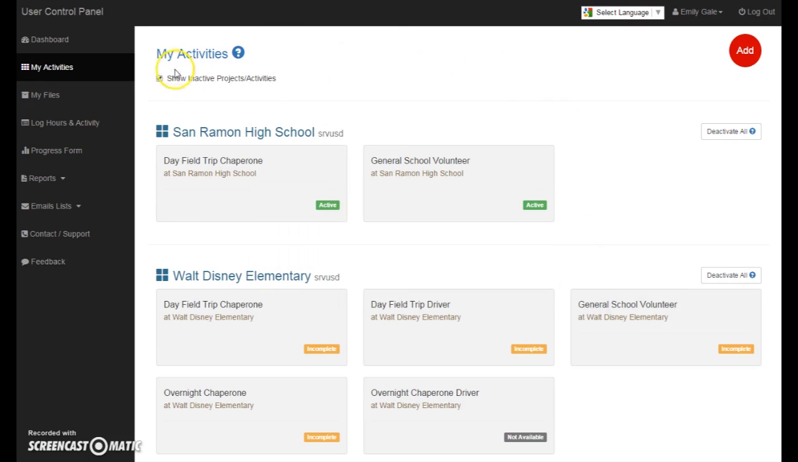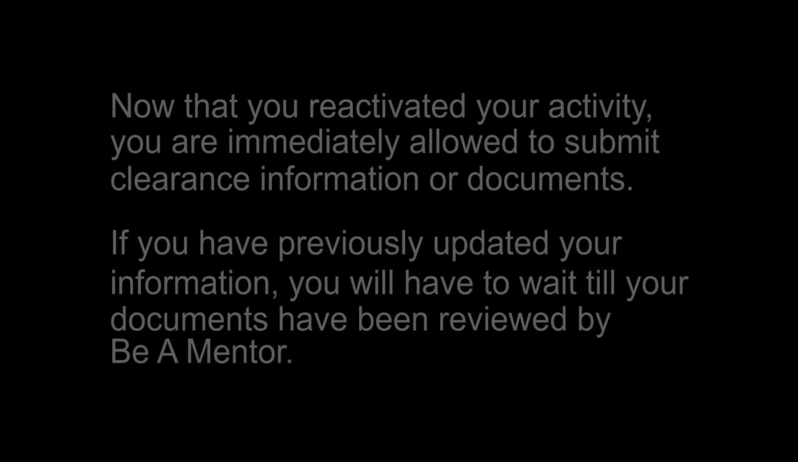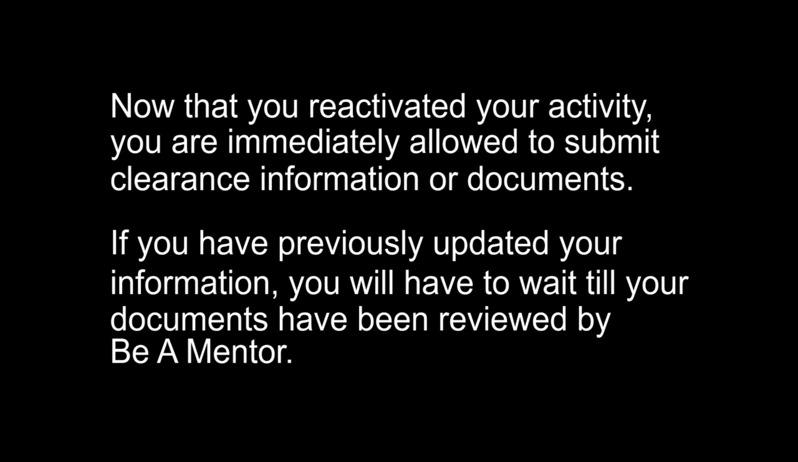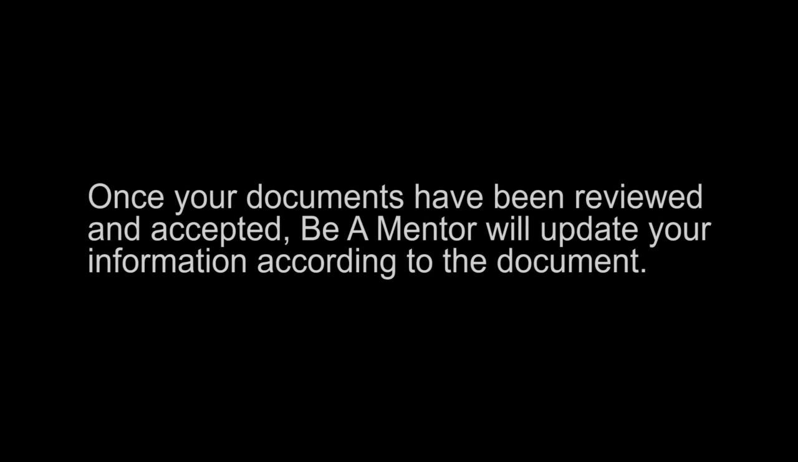By unchecking Show Inactive Projects Activities, your inactive activities will hide and only your active activities will remain. Now that you reactivated your activity, you are immediately allowed to submit clearance information or documents. If you have previously updated your information, you will have to wait till your documents have been reviewed by Be a Mentor. Once your documents have been reviewed and accepted, Be a Mentor will update your information according to the document.